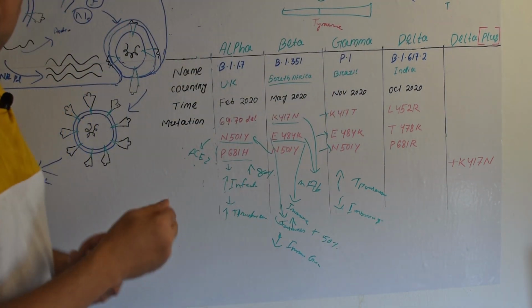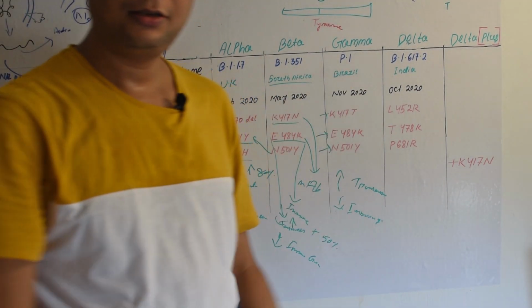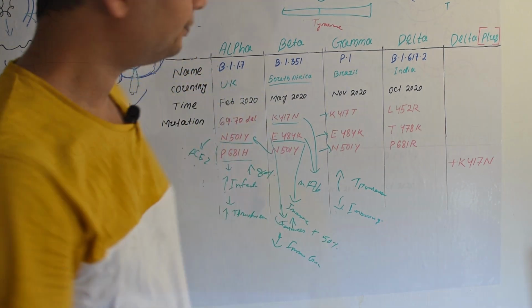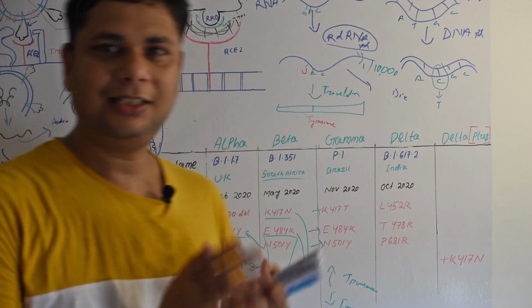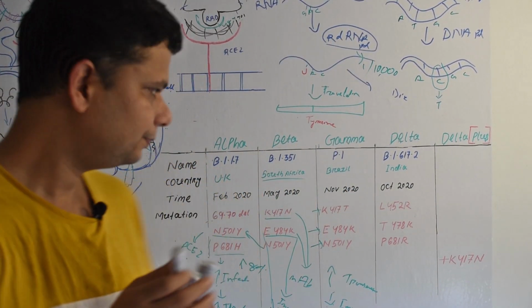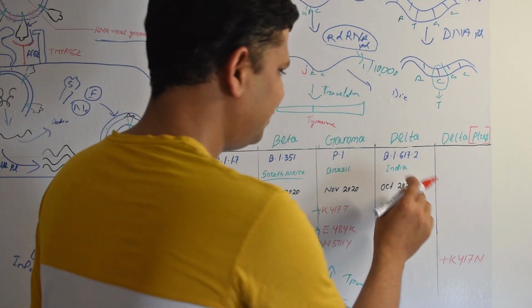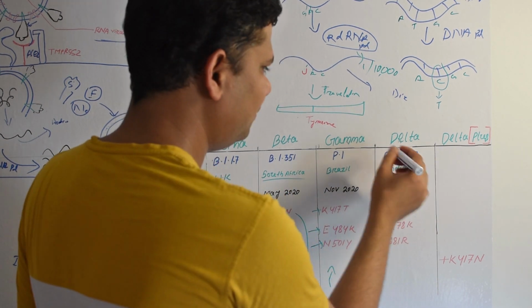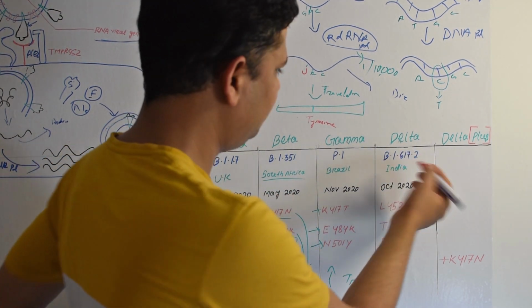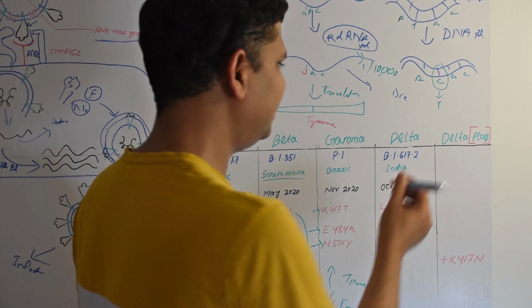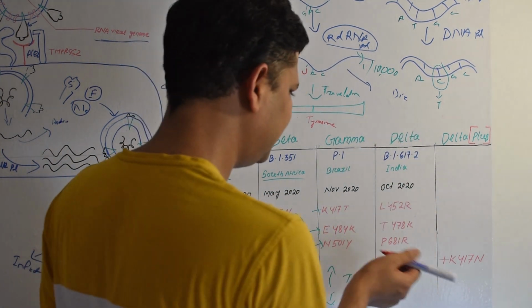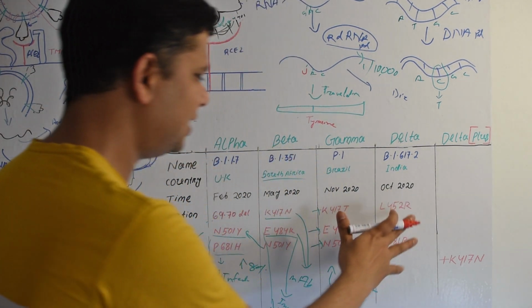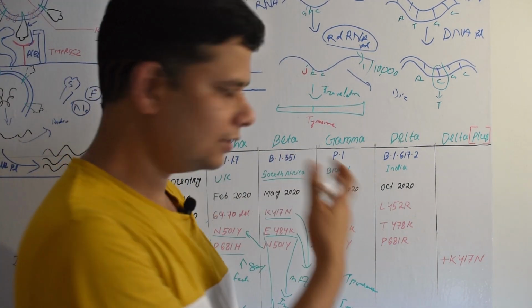And the next one comes the Delta variant, which is now the most severe kind of variant. So now we will talk about the Delta variant, which was first found in India. It was found in October 2020, and initially the name was B.1.617.2. Then they named it the Delta variant, and this is the most unique type of variant, which has no relation with the previous variants.